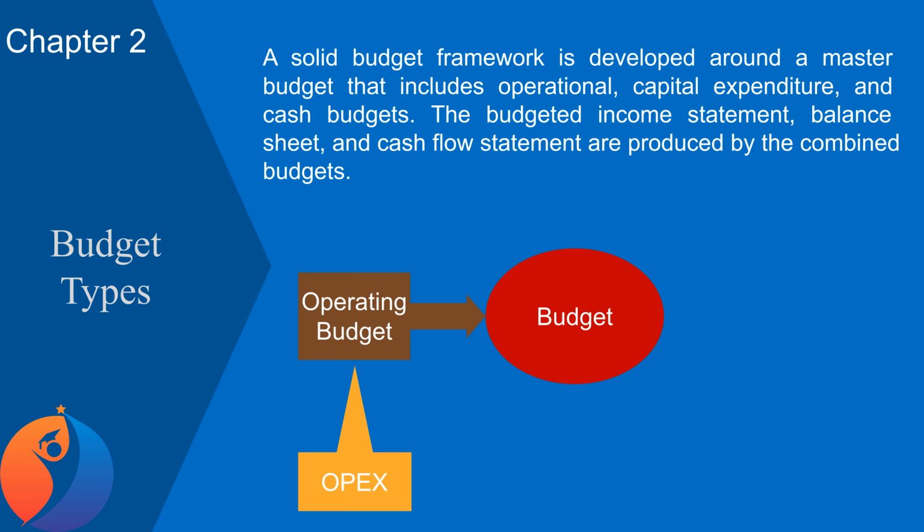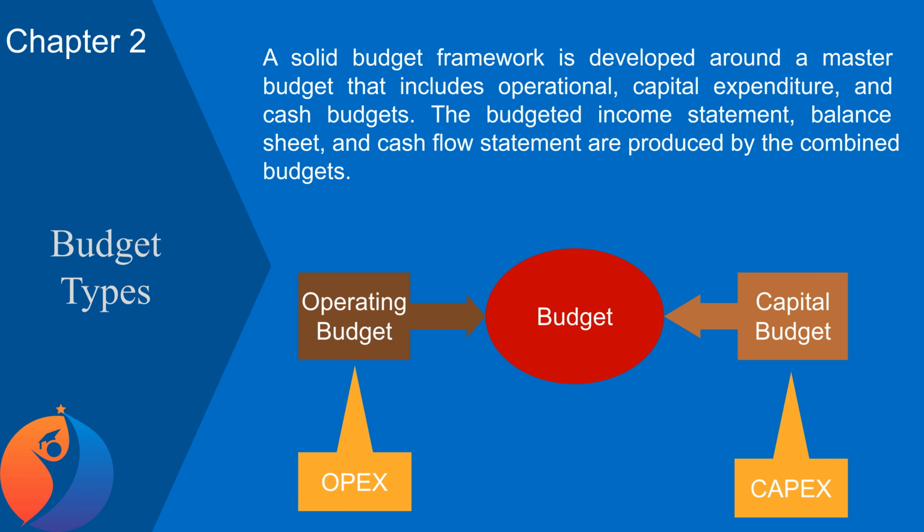Operating budget, also known as OpEx. An operating budget is a detailed projection of what a company expects its revenue and expenses will be over a period of time. Companies usually formulate an operating budget near the end of the year to show expected activity during the following year. Capital budget is also known as CapEx.